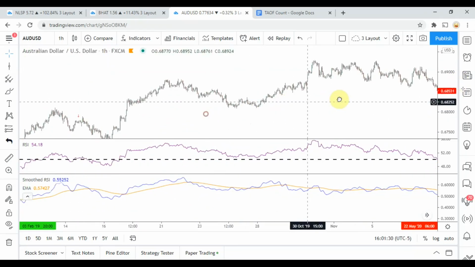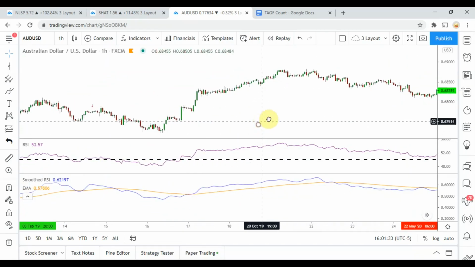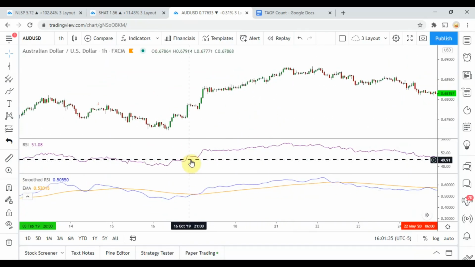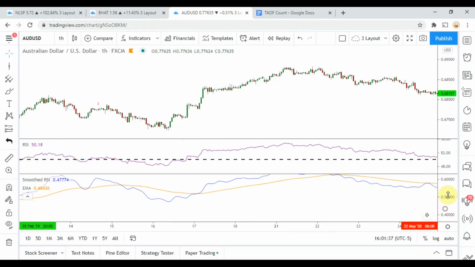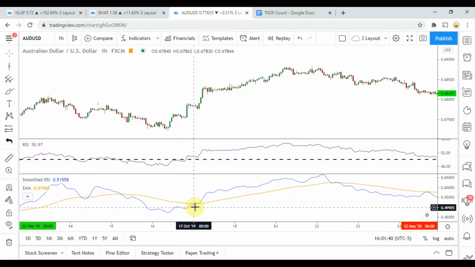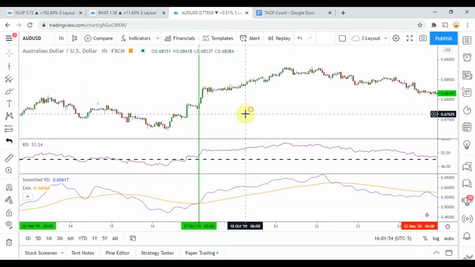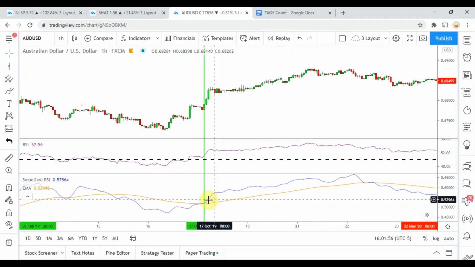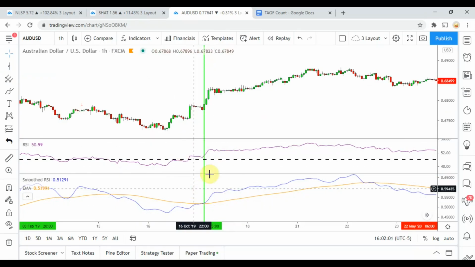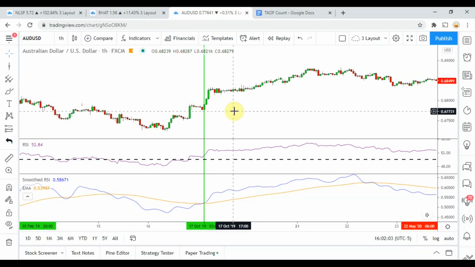So we have the standard RSI trading above the 50, so we're only looking for long signals. Then what we're going to look for is the blue RSI to cross up above the orange exponential moving average. You can see right here on this candle, it gets the cross, and we're looking for a long trade in this particular case.